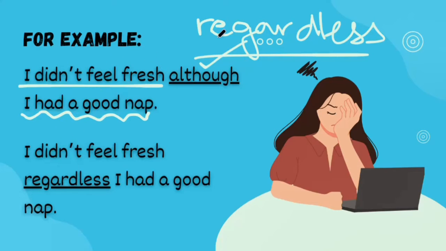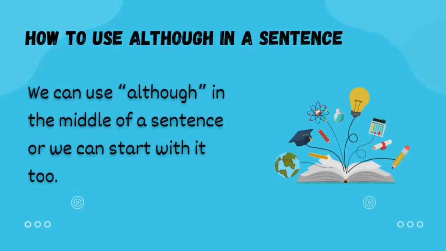Now let's try to put the word regardless in a sentence and see if it makes sense. I didn't feel fresh. Regardless, I had a good nap. So I just made this sentence to show you how although means the same as regardless. Okay, I didn't feel fresh. Regardless, I had a good nap. Hope this point is clear. What is the meaning of although and how do we use it? We use it for contradictory information in a sentence. Now please keep watching because I'm going to share many more examples with you to make your concepts further firm.